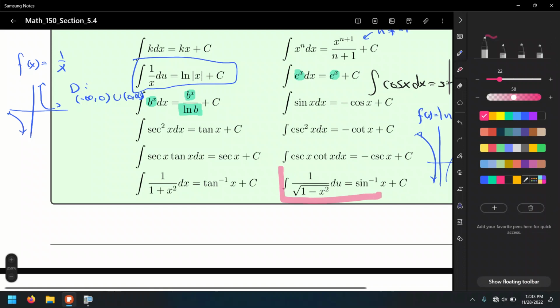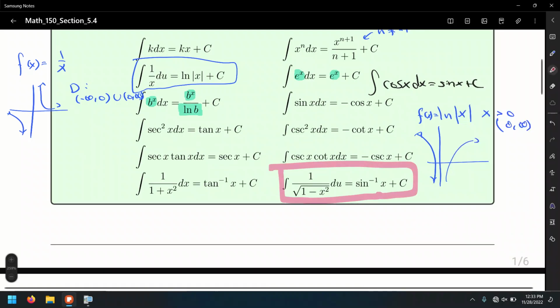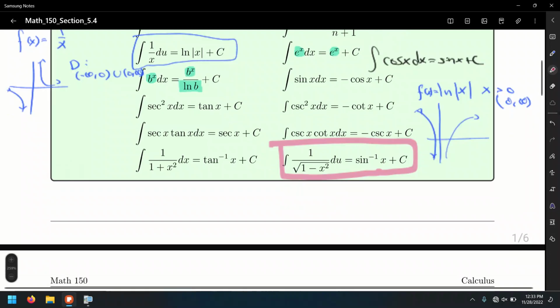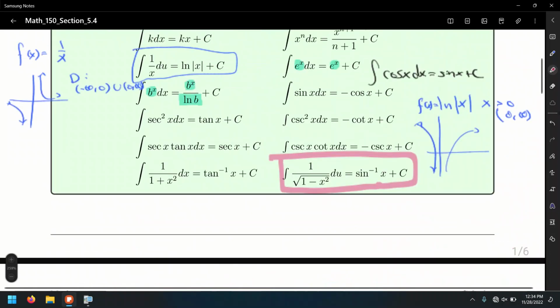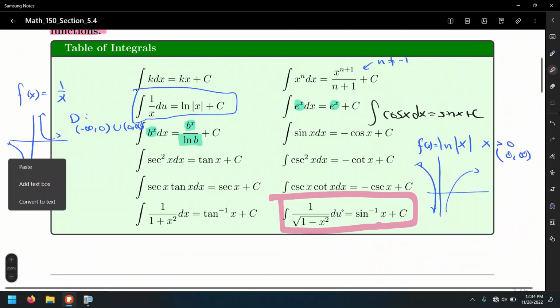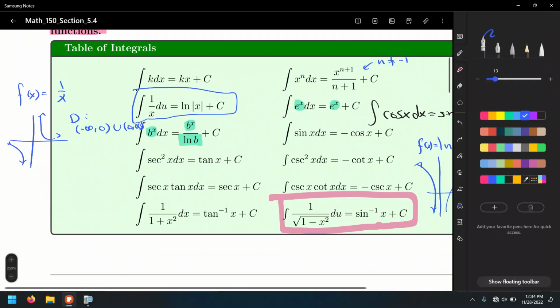So it's the one that results in arcsine. That comes from taking the derivative of arcsine, which is this weird radical in here. All right, so let's just use that result. Actually, there's a little typo here. This one should be an x, not a u.